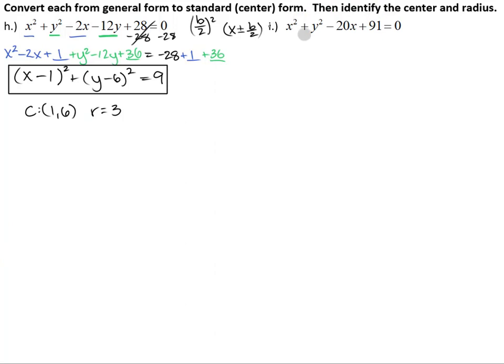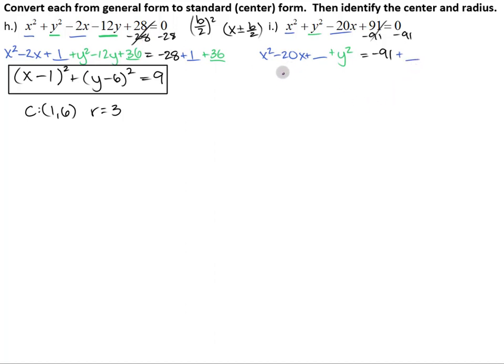Okay, so let's repeat the same process here for I. So first thing we're going to do is move the constant to the other side. And then let's pair up our terms with x. So I do see an x squared and a minus 20x. So x squared minus 20x plus blank, so we can complete our square. Let's go ahead and pair up the stuff with y. I got just y squared. Notice there's no y to the first power. That actually means we don't need to complete the square for y. That's nice. So we really only need to complete the square for x. So we're going to have our negative 91 plus blank.